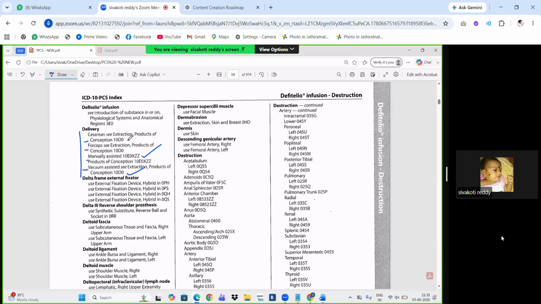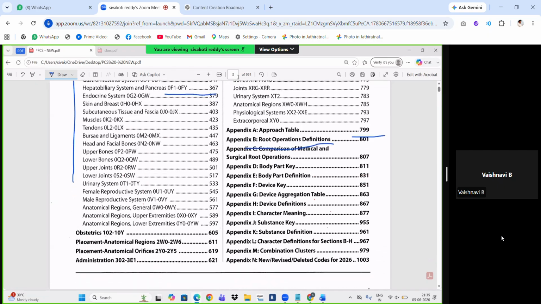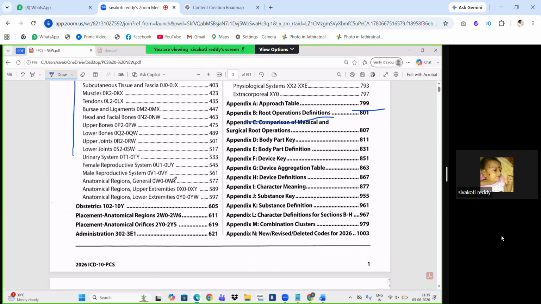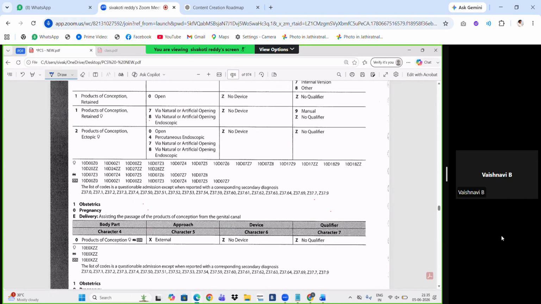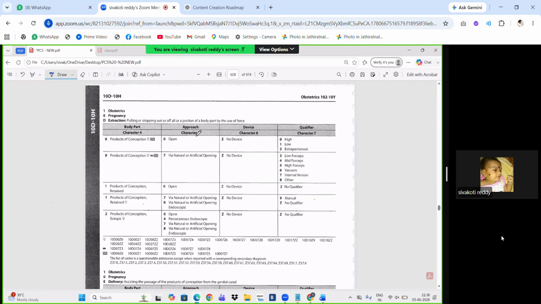Here only you are getting 4 digits, right? Yes, sir. Now don't go to the index again. Directly you can go for this code. Okay. 10D0, you can go in the table of contents. One zero series, 10. 10A to D. These are the procedures for delivery related. Okay.